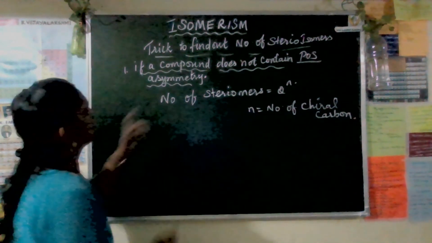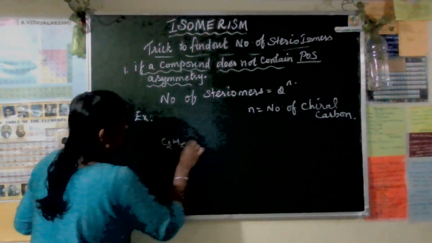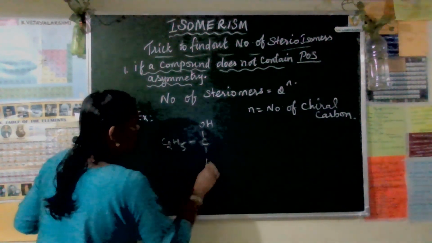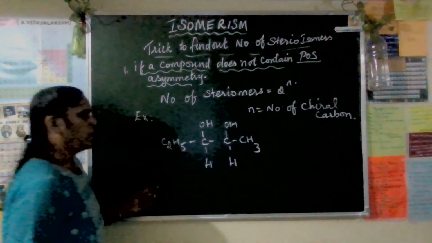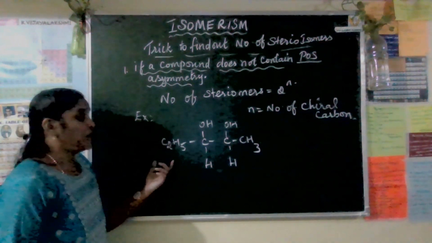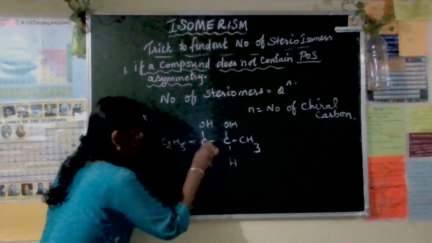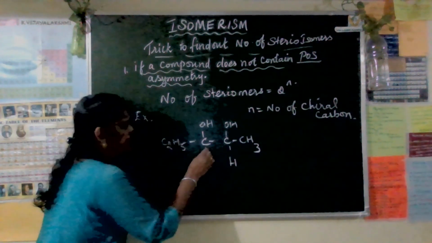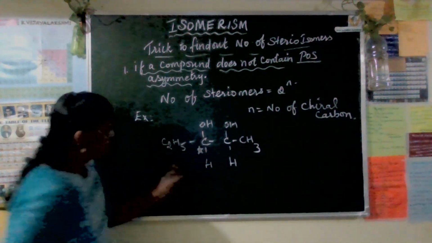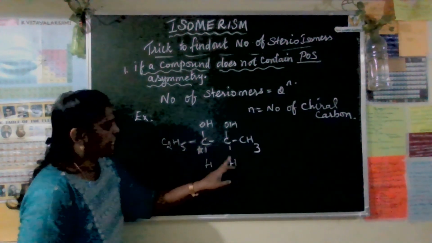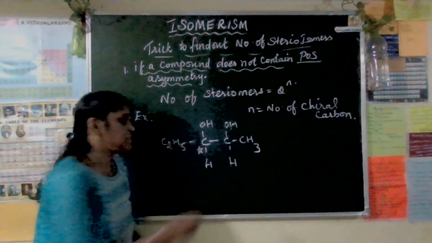Now I'll give one example. Here C2H5, here C, here OH, here H, the same way here OH, here H, here C2, CH3. Now I am giving this formula. In this, how many chiral carbons are available? As you look, you will come to know this is one carbon. This carbon is connected with OH, one hydrogen, C2H5, completely one set of groups. So this is one chiral center. The same way here, this carbon is connected with H, OH, CH3, another group. So this is also another chiral center.